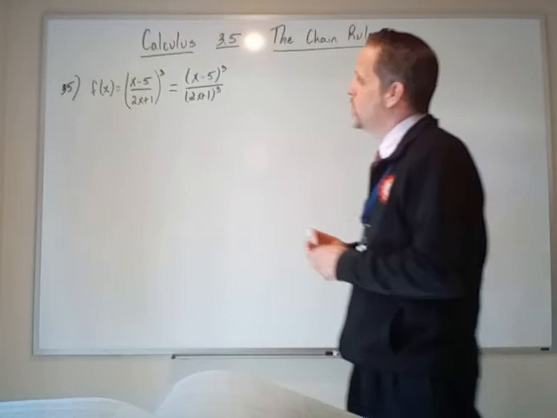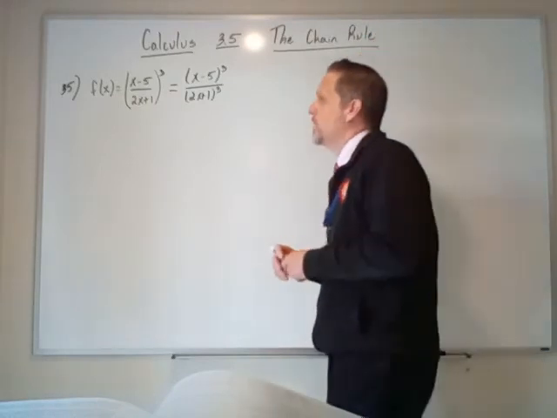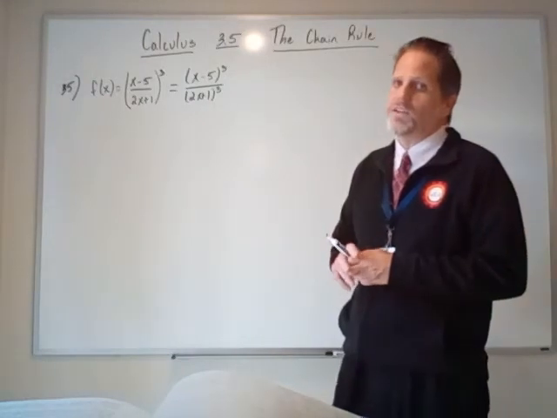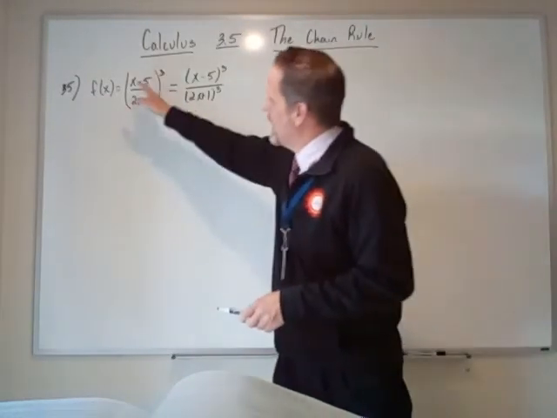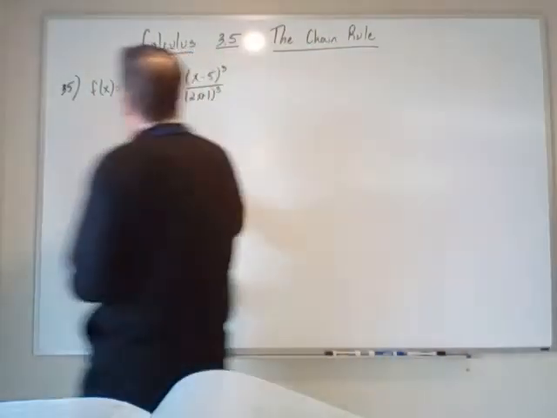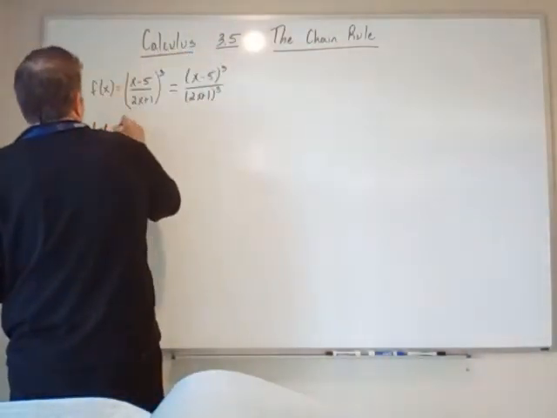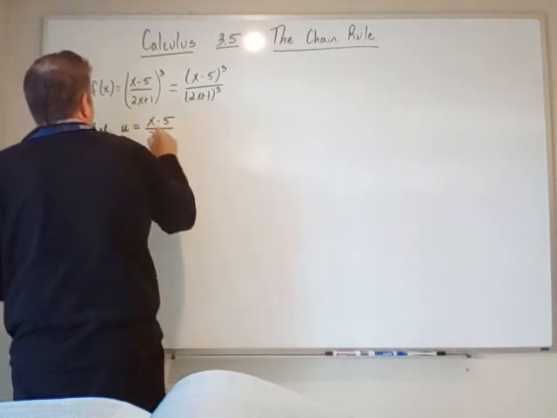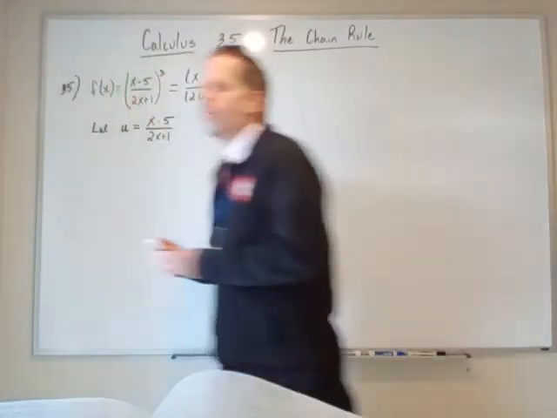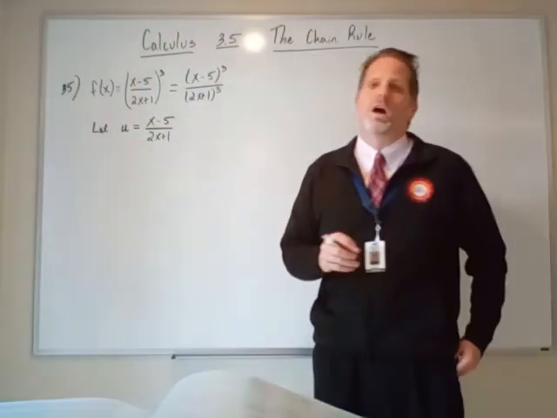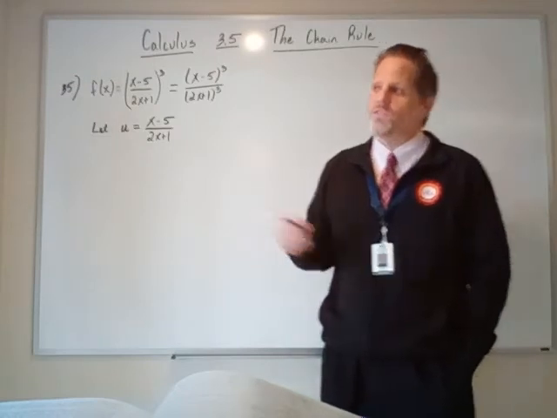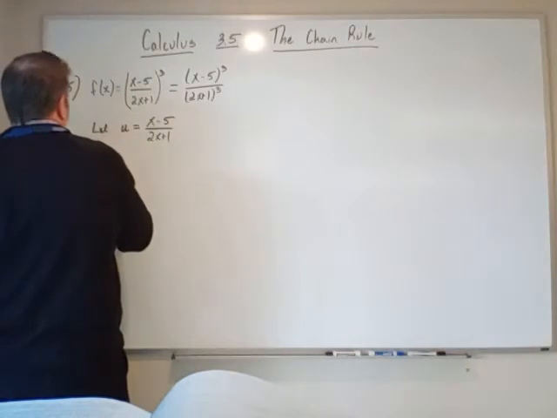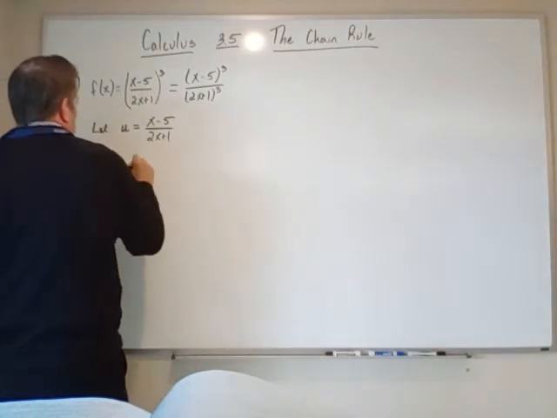Okay, so if we're going to use the chain rule on this function, I'm going to introduce what's called a let statement and define a variable. I'm going to define the variable u to equal the inside function. So I'm going to say let u equal the fraction x minus 5 divided by 2x plus 1, that rational function, a ratio of polynomials. Okay, so that means that our function is f of x equaling now u cubed.